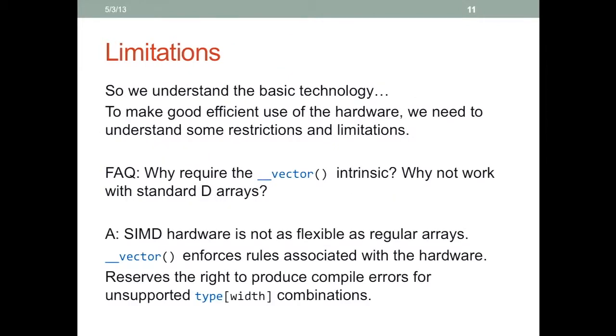So we understand it basically technically. To make good efficient use of the hardware, we need to understand some restrictions and limitations of the hardware. And this is a question that constantly comes up. Why do we require this __vector intrinsic at all? Why don't we just opportunistically apply SIMD optimizations to small array operations in D, let's say? And the answer is that the SIMD hardware is nowhere near as flexible as a regular D array, and the __vector intrinsic enforces all the rules associated with the hardware and reserves the right to produce compile errors for unsupported types and operations.